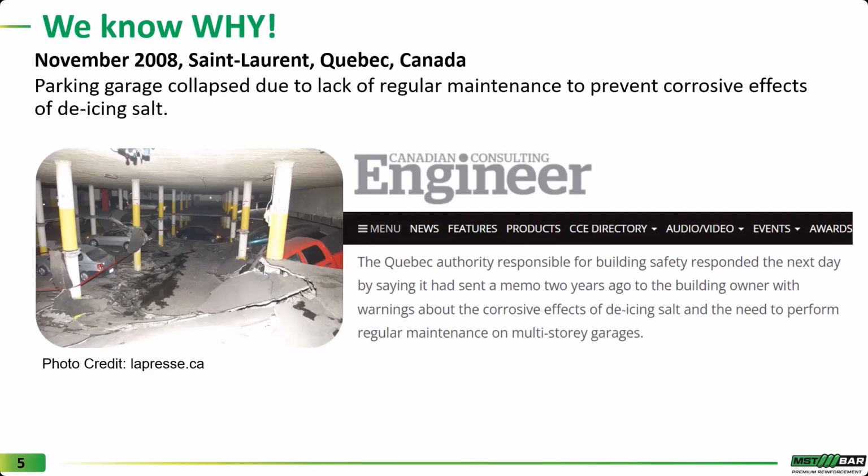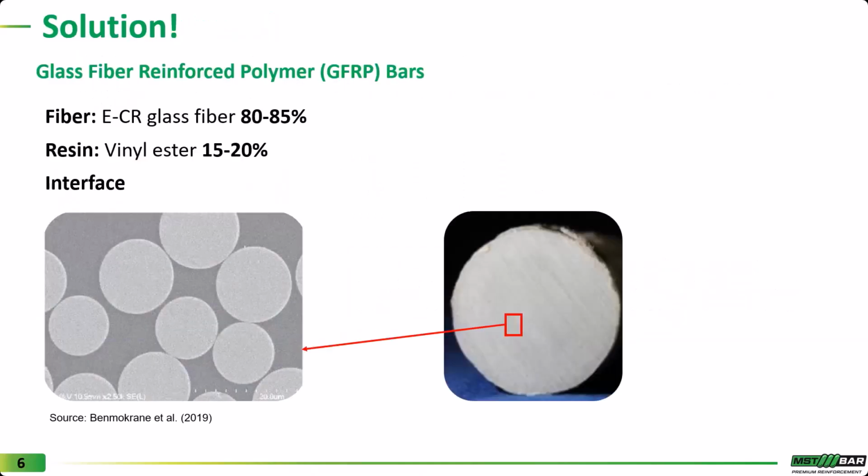Corrosion can also result in degradation of the strength of a structure over time, which can result in catastrophic failures. For example, this is a picture of a parking garage that collapsed back in 2008 in Canada. And the collapse of this parking garage unfortunately resulted in one casualty. And the main reason for the collapse of this parking garage was the lack of regular maintenance to prevent the corrosive effect from de-icing salts.